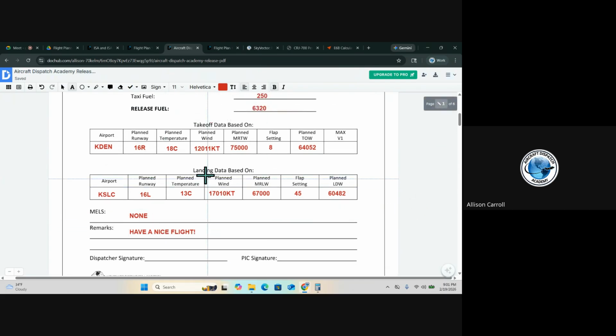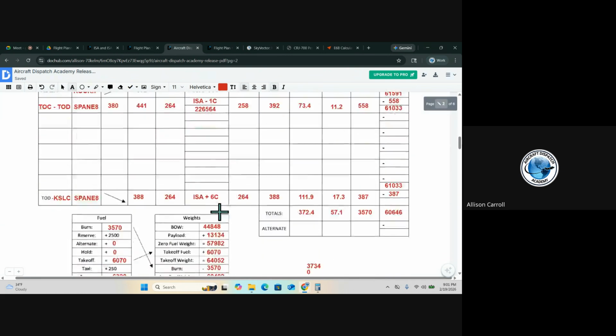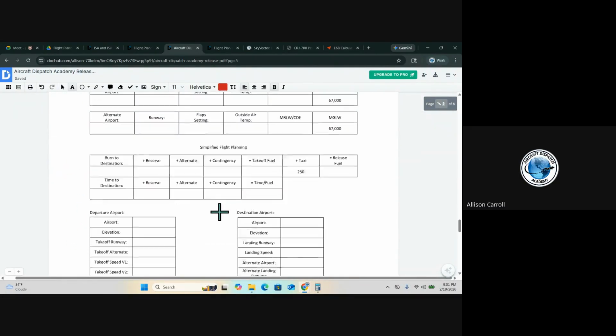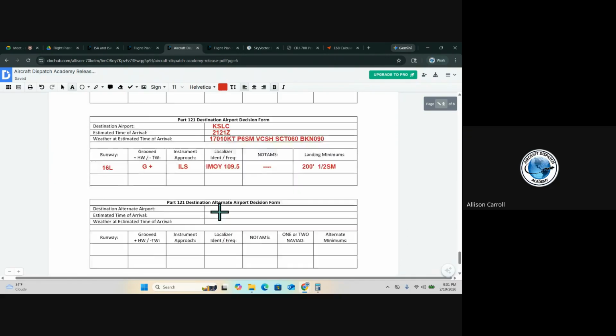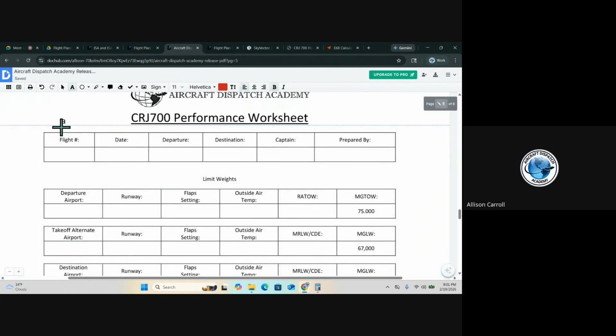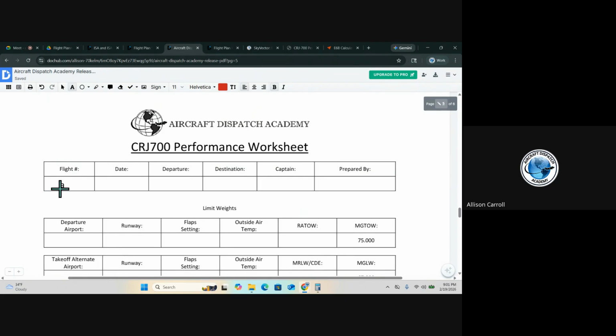So there's the first part of the dispatch release. We have one more page to fill out, and then guess what? We are going to be finished with Flight Plan 1. The CRJ 700 performance worksheet right here. Again, guess what? We are just repeating ourselves over and over and over.